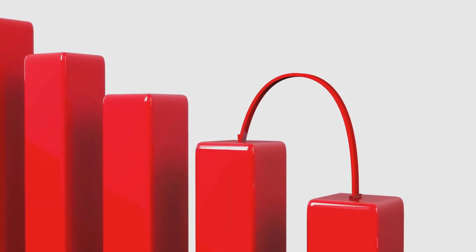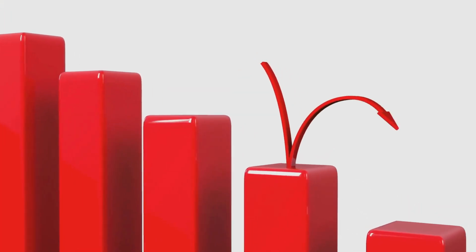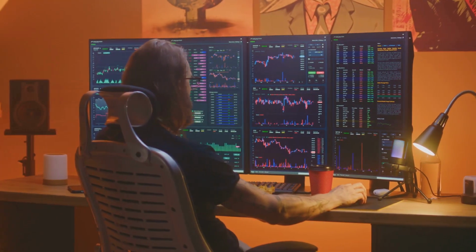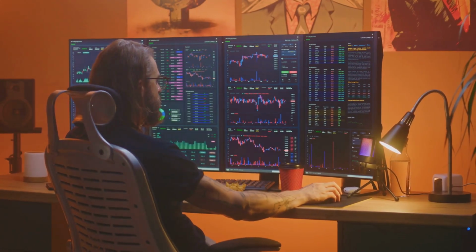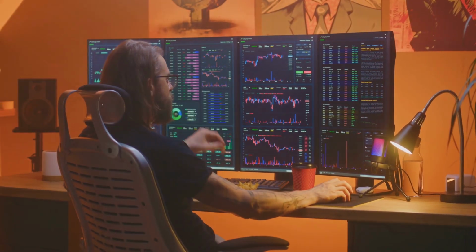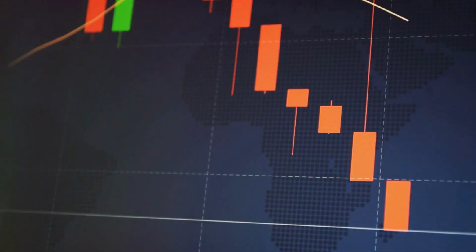This suggests that the asset may be overbought, meaning the price has risen too far and could reverse. Investors might consider selling or taking profits when this happens, especially if the price shows signs of weakness after reaching the upper band.